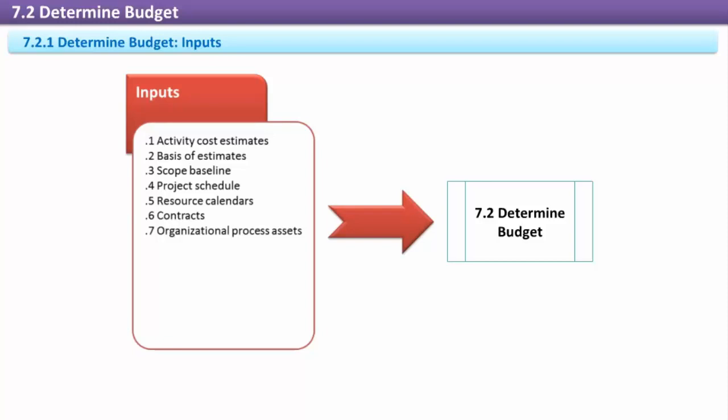Basis of estimates. Basis of estimates is the supporting detail to the activity cost estimates. What it contains depends upon the project and activity type, but it includes documentation on how the estimate was arrived at, what assumptions were made, what constraints were in place, its range of accuracy, and the confidence level in the estimate. Scope baseline. The scope baseline is the approved project scope statement, WBS, and WBS dictionary.